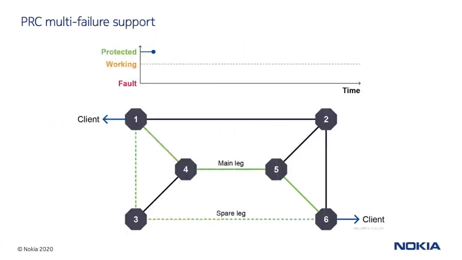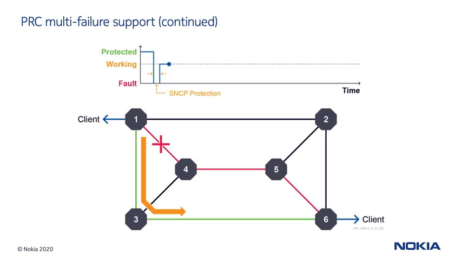In this example, we can see a sequence of steps happening in a typical PRC-protected traffic flow. Note the active main route represented by a straight green line, where data traffic is routed initially. Note also the standby spare route depicted with a dotted green line. Here, we can see the consequence of a link failure between nodes 1 and 4. As a result, the service quickly switches to the spare route thanks to the SNCP protection mechanism.